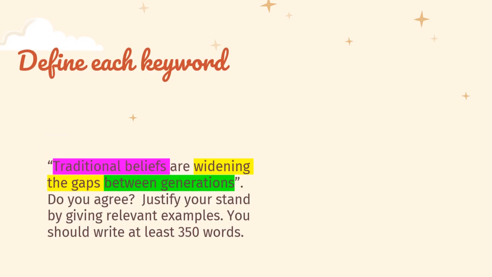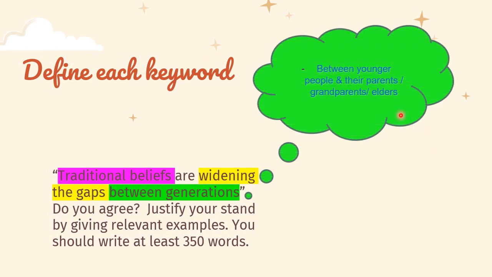And generations, like I said just now, it could be between the young people and their parents, or maybe with their grandparents, or maybe with their elders. It could be in the society itself, between the young and the old people, but it is more towards a family actually, the young and the old generation. That's what it meant.